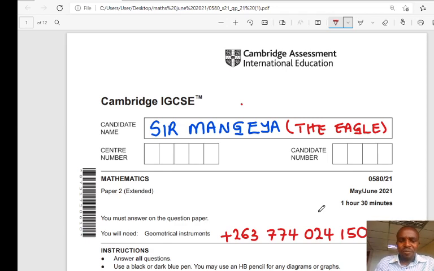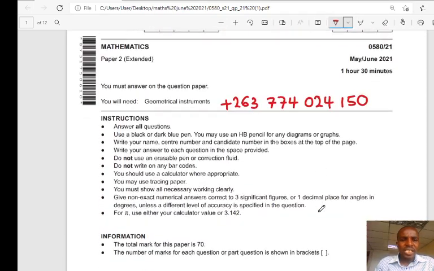Let's get started. But before that, instructions, very important, especially concerning degree of accuracy. If not exact, 3 significant figures, please. If it's an angle, then 1 decimal place. Question number 1.